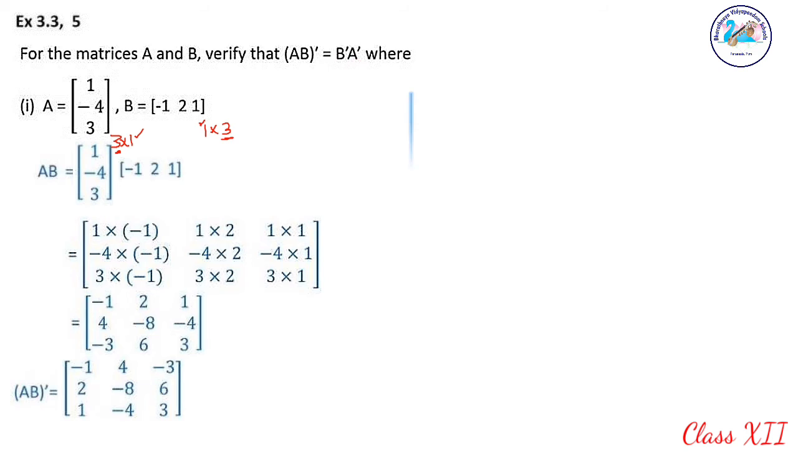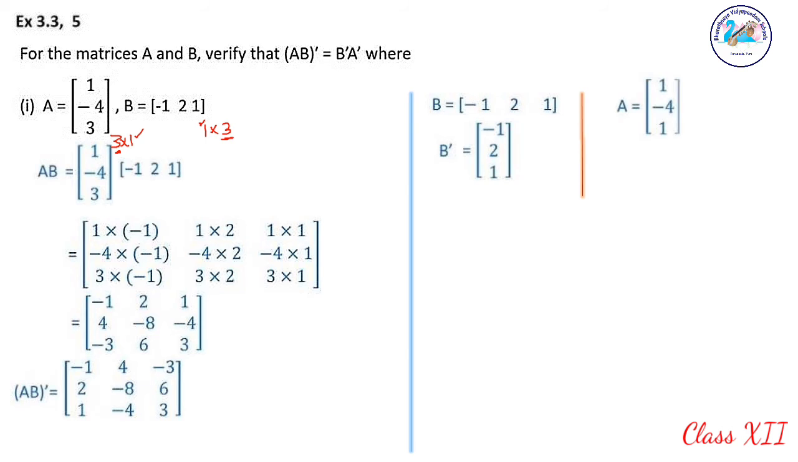Then B transpose A transpose. So we have to go for first B. B is -1, 2, 1, a row matrix we have written. When we write the transpose, it comes as a column matrix. First row only is there, so that comes as a column. Next we have A, that is a column matrix 1, -4, 3. Only one column is there. When you write A transpose, it comes as a row: 1, -4, 3.